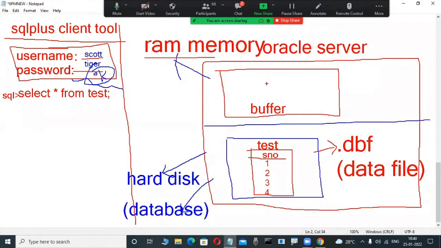In the shared pool, within that the library cache, syntactic and semantic checking happens. So many things are there. Don't worry. But for newcomers, first: select star from table name test means the client tool, the user process, is connected to the server process.